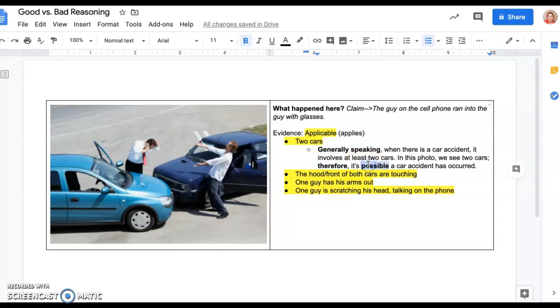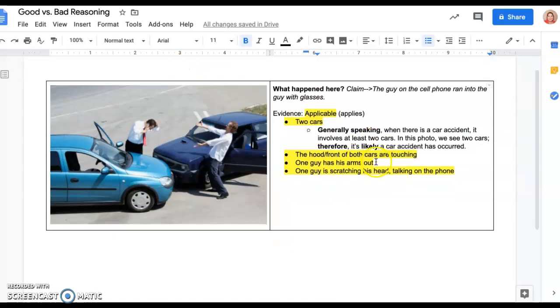Then again, I use the word possible. It's possible. I could also use the word probable or the word, did I say probably? The word likely. Any of these terms are good reasoning language terms because I'm hinting at the consistent reasonableness of what I'm saying, how it's usually this way, but I can't promise that it's always this way. So generally speaking, when there's a car accident, it involves at least two cars. In this photo, we see two cars. Therefore, it's likely a car accident has occurred.